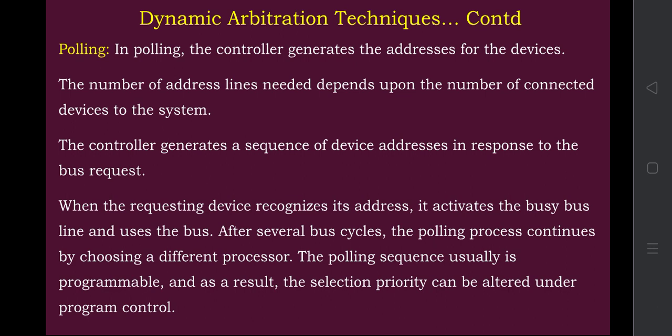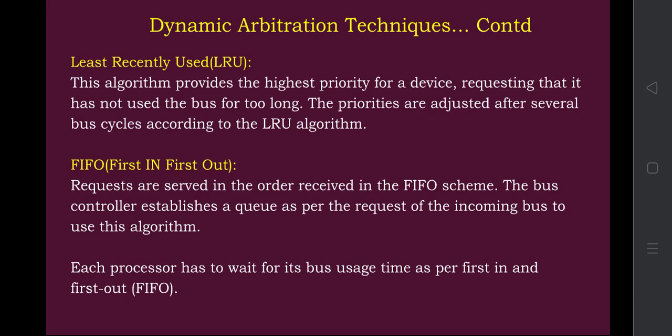So polling is a technique that generates the addresses. Limited addresses will be there based upon the devices attached. So randomly, different devices will be addressed. Accordingly, the device will get the control. The polling sequence is usually programmable, and as a result, the selection priority can be altered under program control. That means the programmer can program the logic of this dynamic arbitration technique. So as the name implies, it is dynamic in nature. Any device will get the bus control anytime.